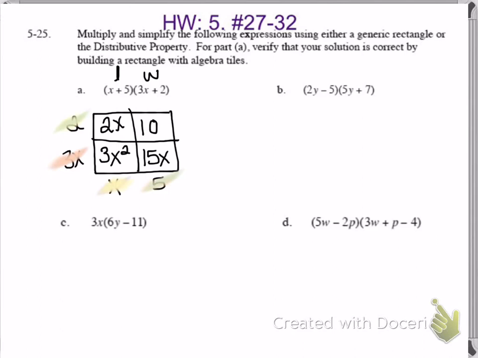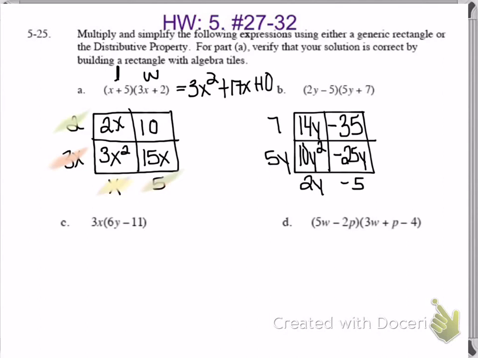Now, the last thing that you need to do is write it as a sum. That means that you need to take your answer out of the generic rectangle and combine like terms. So 3x squared plus 17x plus 10. Please pause this video and answer letters B, C, and D. We'll see how you did in a few minutes.